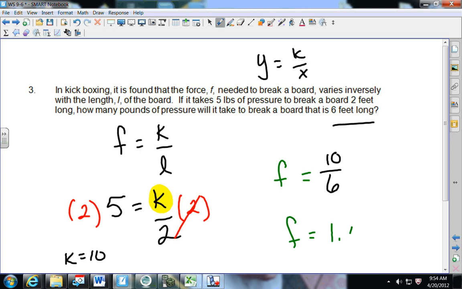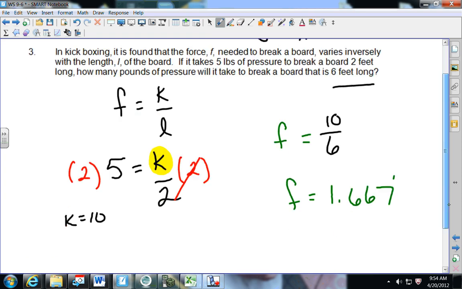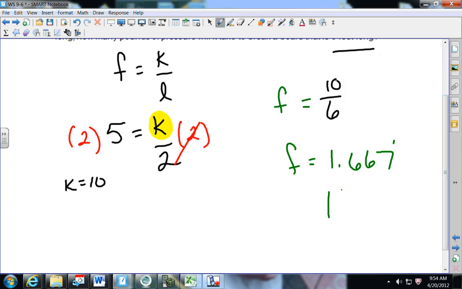It should be 1.667 repeating. So that's about 0.66, which is the same as 2/3. It's about 1 2/3 pounds of pressure. Okay. All right, so that's what we're doing and putting it in there.